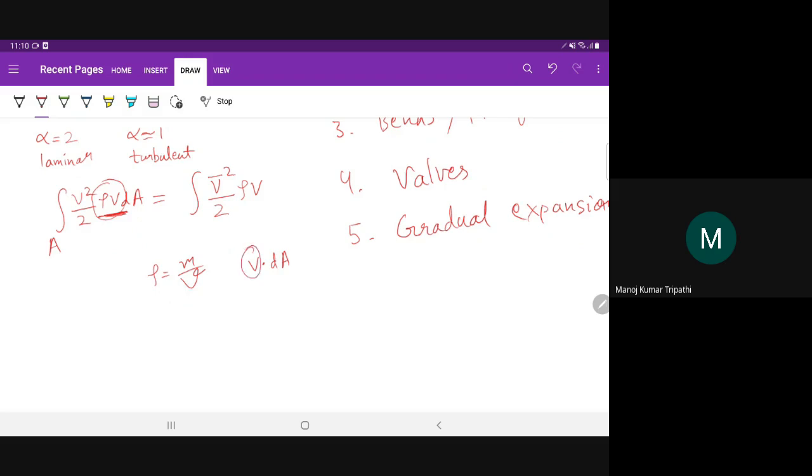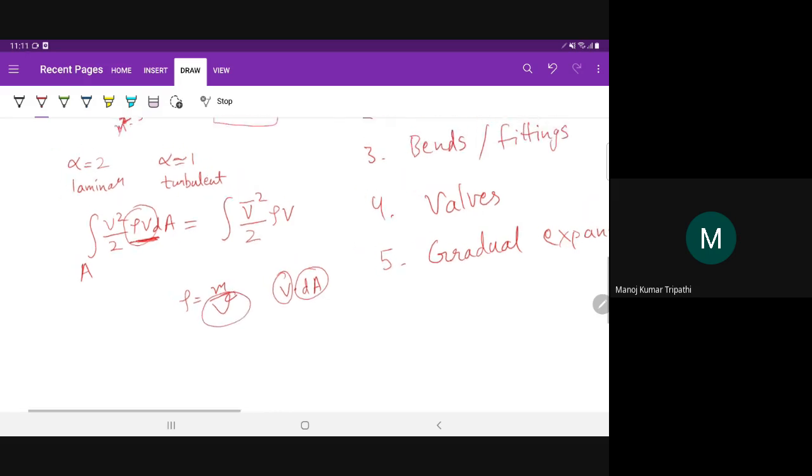Because what is velocity? Velocity is meter per second. So how many meters a fluid particle travels in 1 second? So that length multiplied by dA gives you the volume. So volume per unit time. So that gives you the volume covered per unit time, basically. So here you get the kinetic energy.